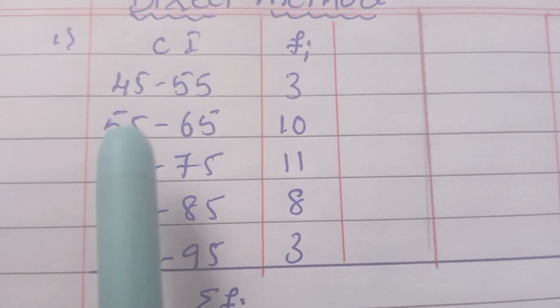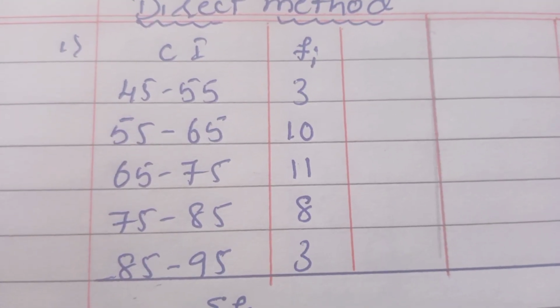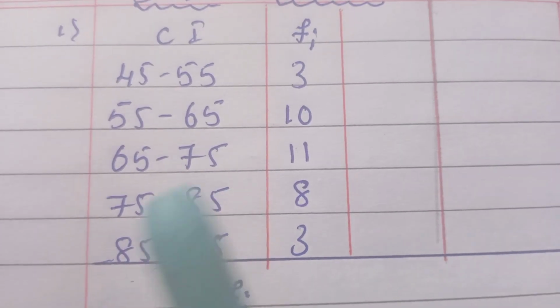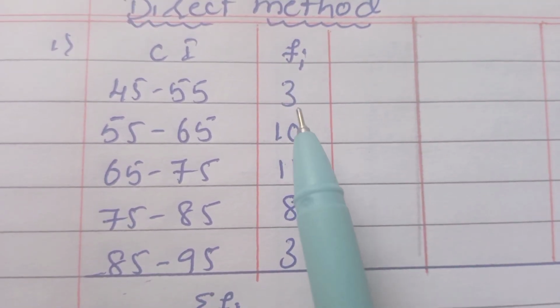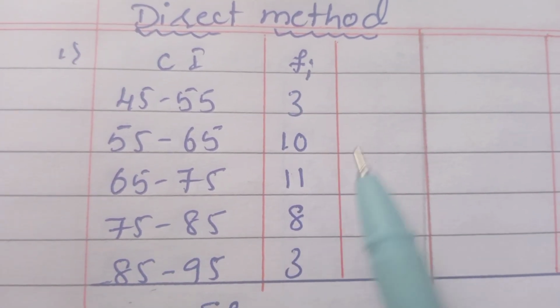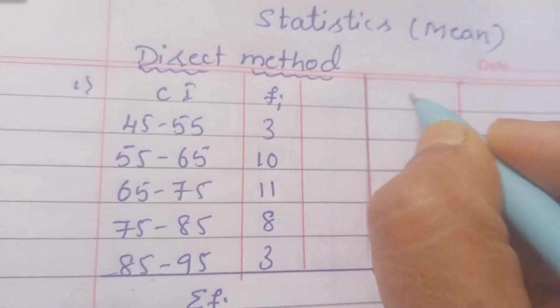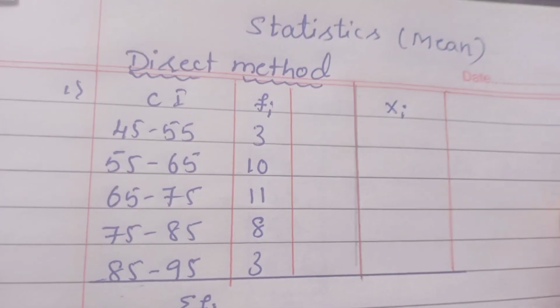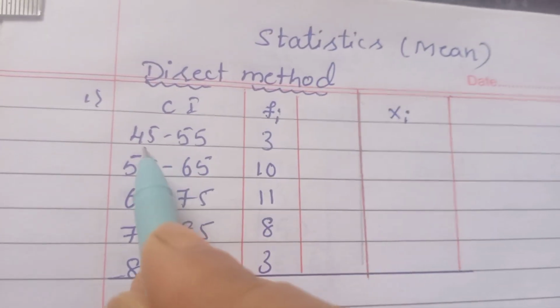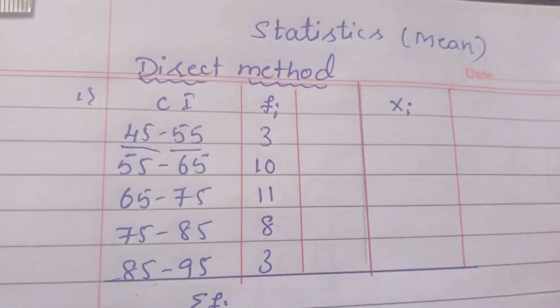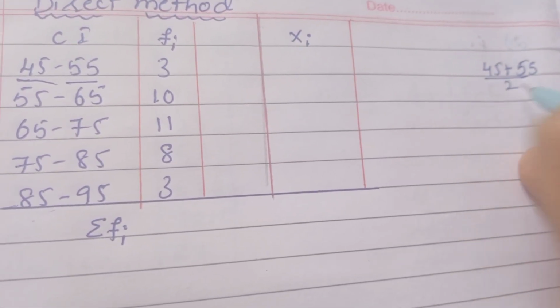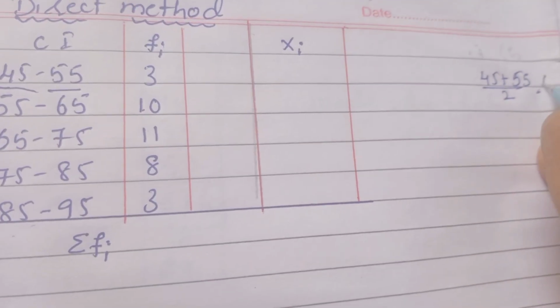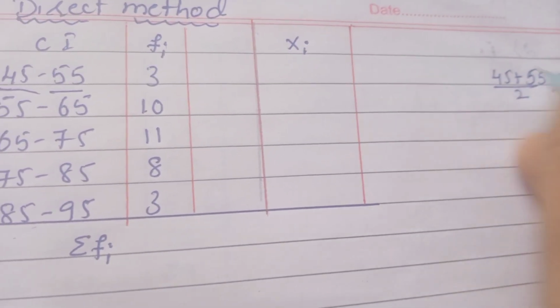The problem is given: 45 to 55, 55 to 65, 65 to 75, 75 to 85 and 85 to 95. Here frequency is given, write it as Fi. Now find the midpoint, xi. To find the xi, add upper limit and lower limit, 45 plus 55 divided by 2. 45 plus 55 is 100, 100 by 2 is 50.